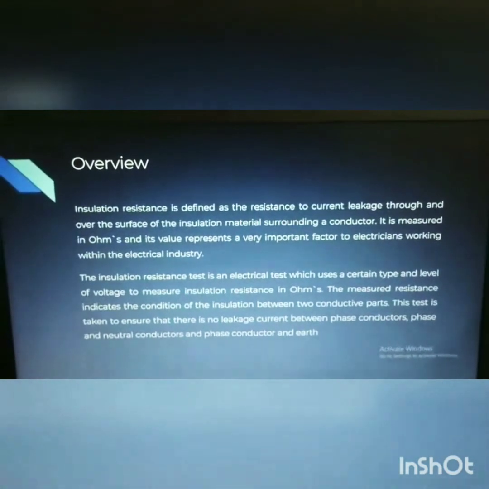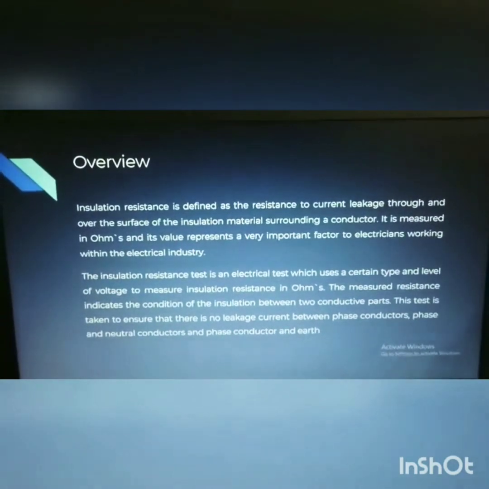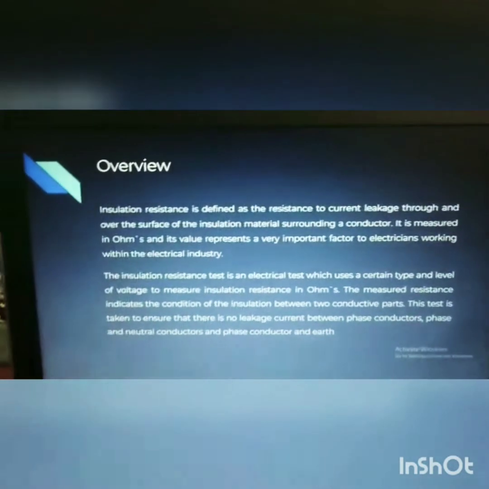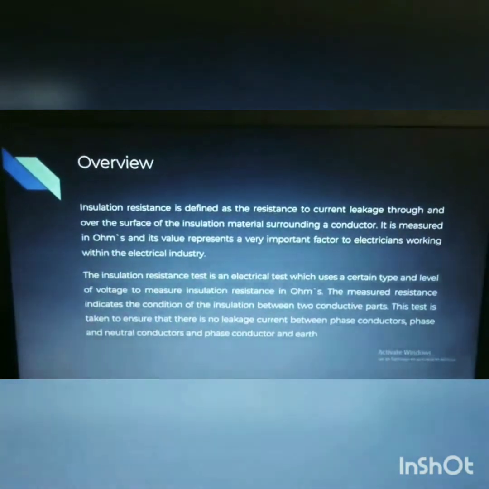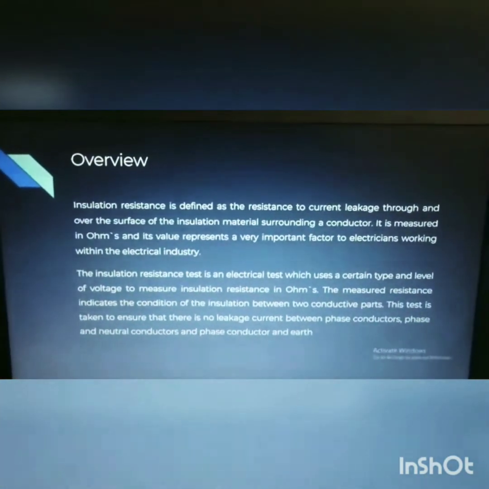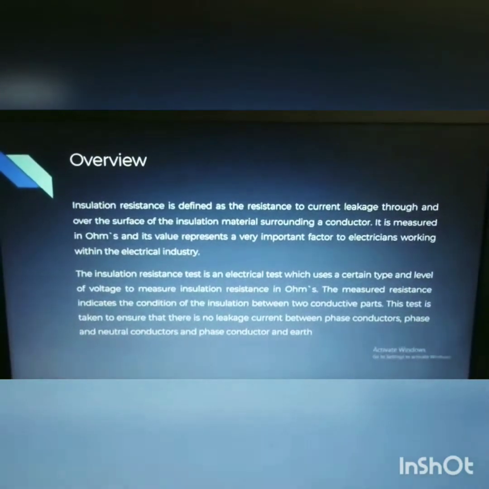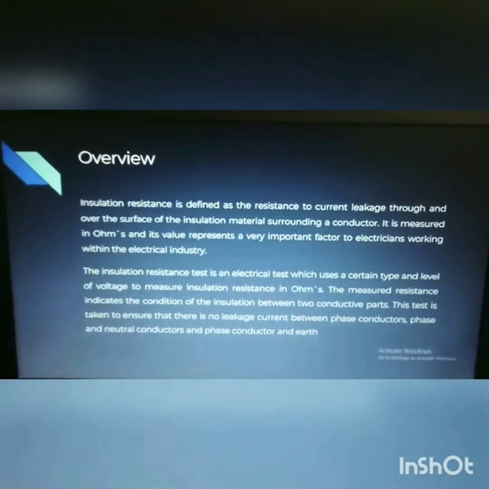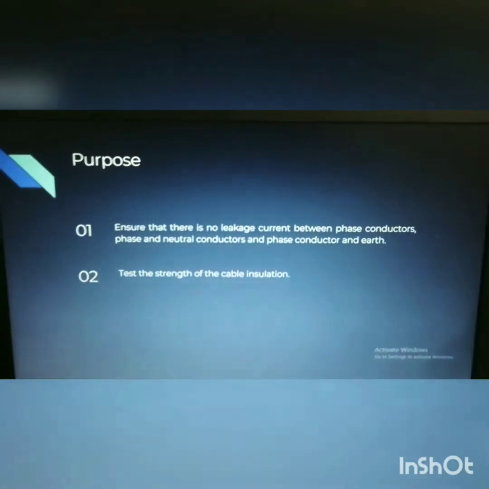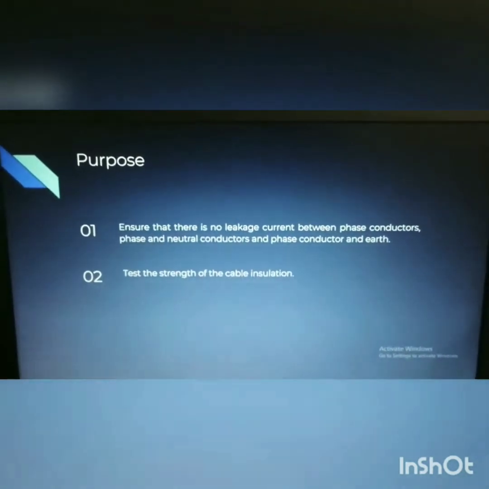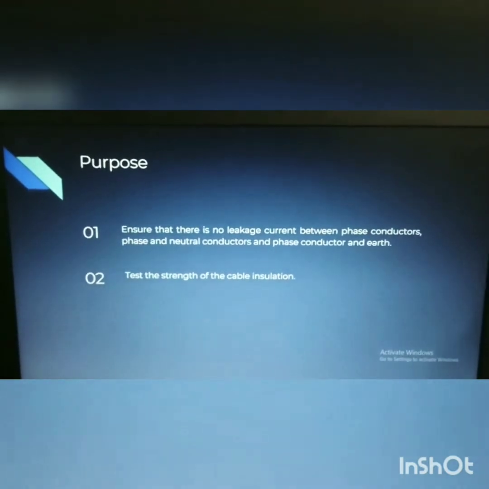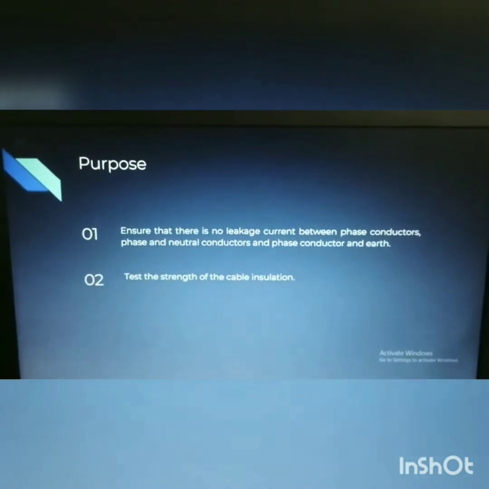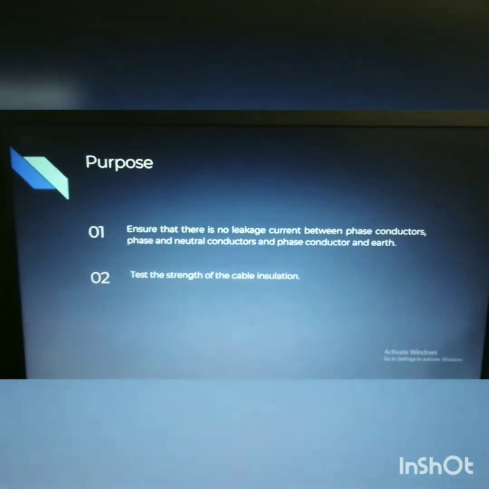The measured resistance indicates the condition of the insulation between two conductive parts. This test is taken to ensure that there is no leakage current between phase conductors, phase and neutral conductors, and phase conductor and earth. The purpose of this test is also to test the strength of the cable insulation.